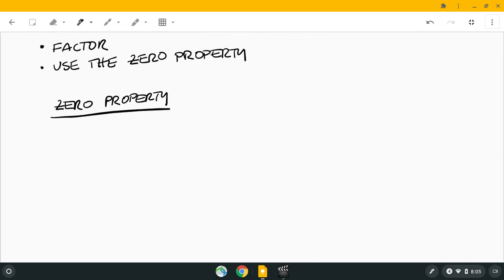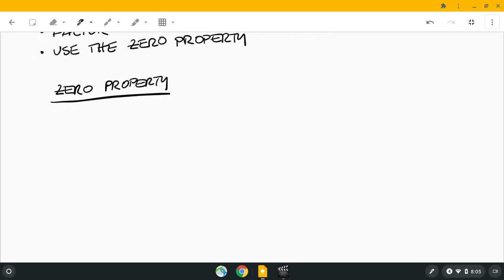It's pretty straightforward. It says that if you are multiplying two things together, whatever they are, let's call the first thing A and the second thing B. If you multiply them and you get 0, what can you tell me? One of them must be 0, right? And that's what the zero property says.